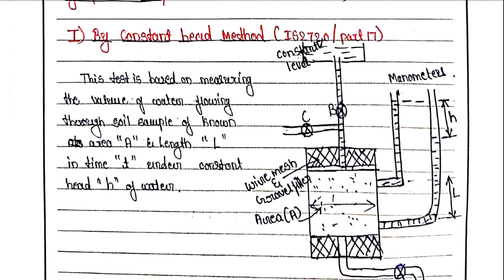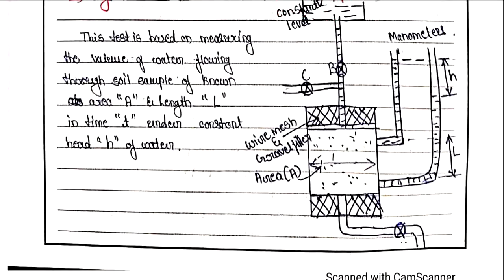On the top you can see there is a tank in which a constant level of water we are going to maintain. There are three knobs, A, B and C. There are two manometers which we have attached to measure the head. One manometer is attached over here, another manometer is attached over here. As the water travels from this initial length to this final length, there will be loss of head over the length L. The loss of head is denoted by small h over here. So this is the test arrangement.